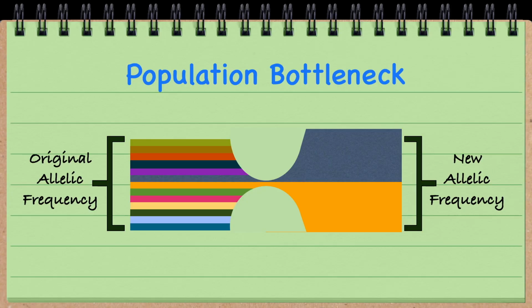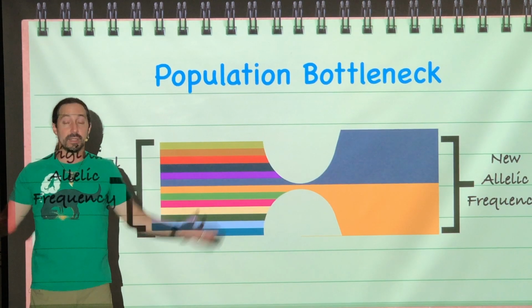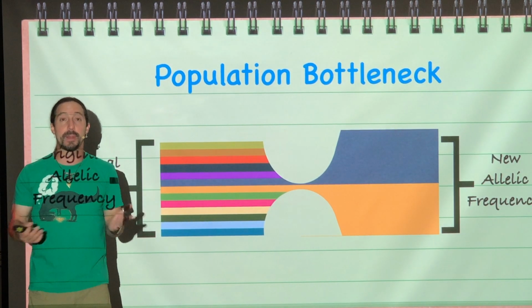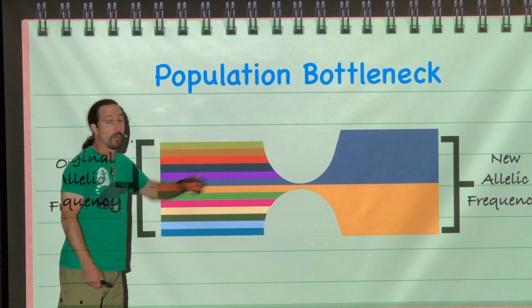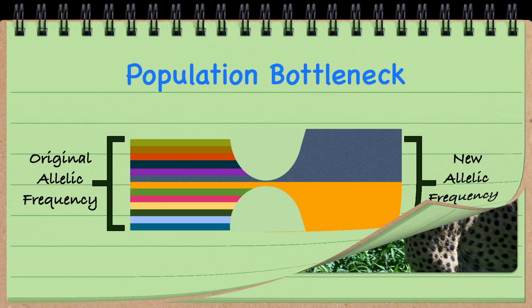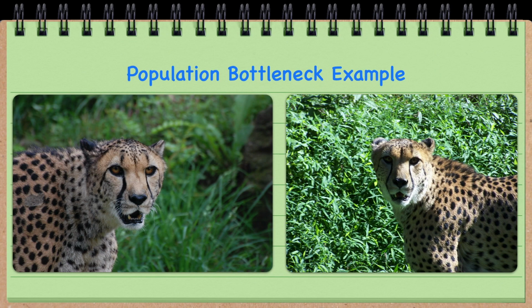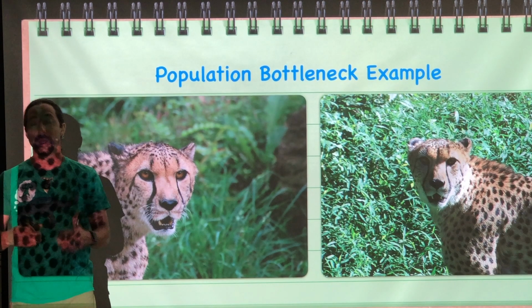Our new allelic frequencies have almost no variation at all. The alleles have disappeared from these populations because, unfortunately, due to the disaster, they were mostly wiped out. This has specifically happened with cheetahs. Cheetahs are basically all related. It doesn't matter where in Africa you would go to.